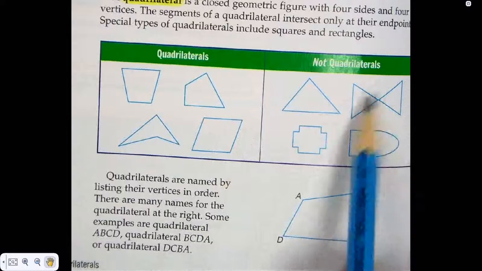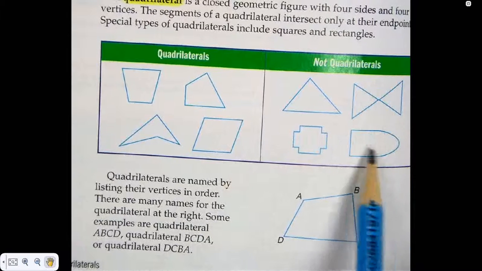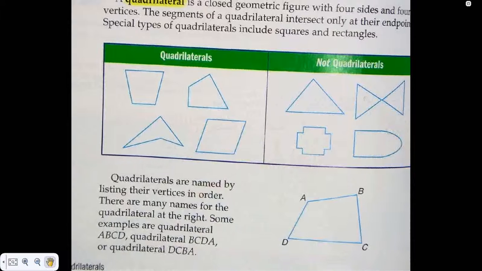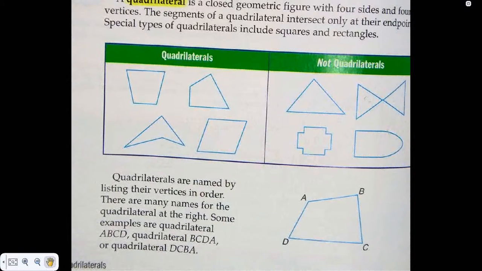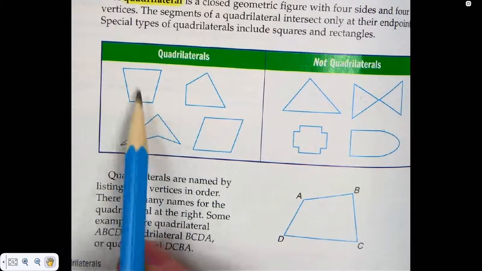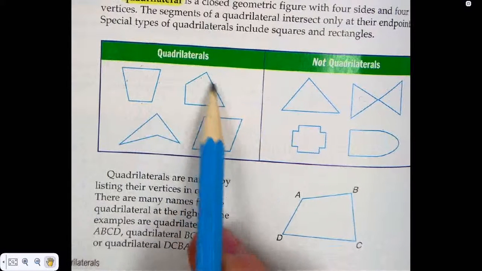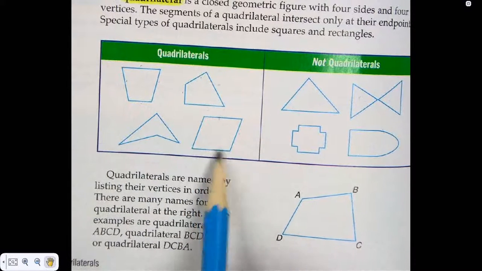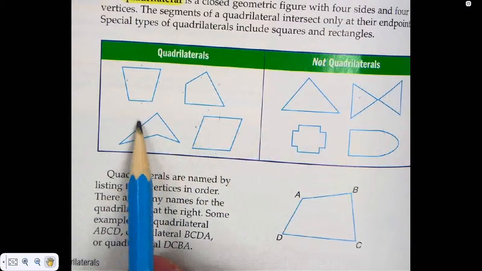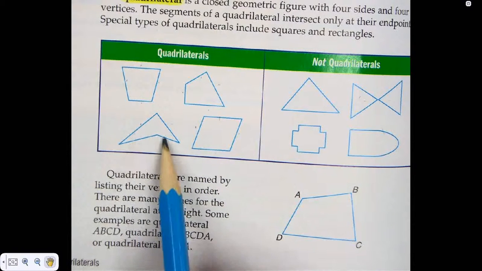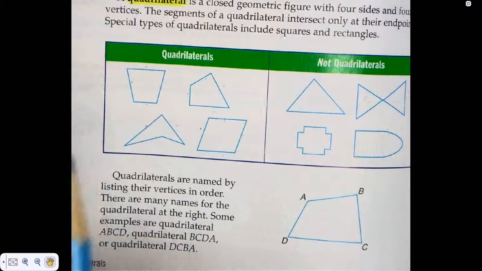Same thing here, right? This one's curved. It's not even a polygon. Neither is this one. This is two triangles connecting, isn't it? But it's not a quadrilateral. Here, even the ugly one, this one has how many sides? 1, 2, 3, 4. Even this one is concave, but it still has 1, 2, 3, 4. Easy peasy, right?